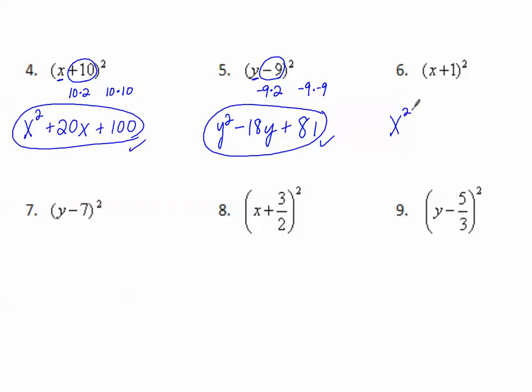X squared, the number is 1. 1 times 2 is 2, 2x. 1 times 1 is 1. There we go. How about number 7?